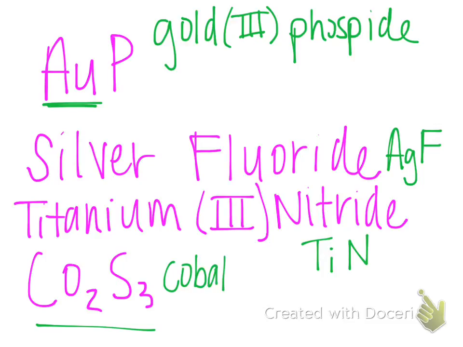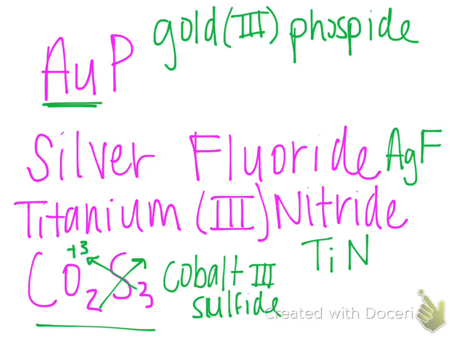Cobalt, oops, not just regular 3. Sulfide. Do we agree? Yes, perfect. If we cross those charges back up, we see a +3 here and a -2 with sulfide, which we should agree with. Sulfide normally has a -2 charge. Cobalt, in this case, has to have a +3.